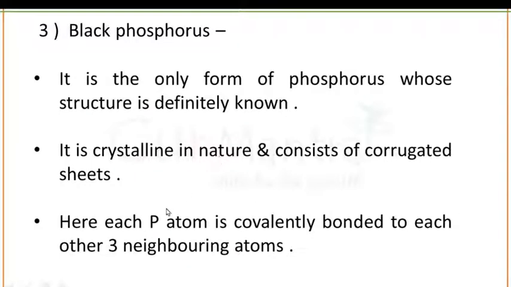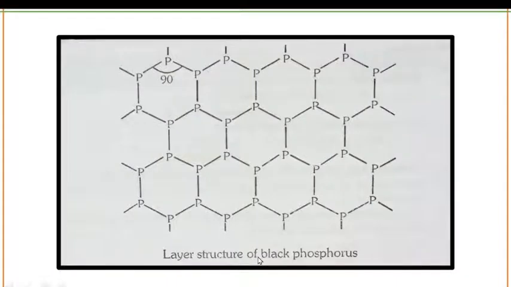In the structure of black phosphorus, each phosphorus atom is covalently bonded to three neighboring atoms. As you can see here, if we take this phosphorus as a central atom, this central atom of phosphorus will be bonded to three other phosphorus atoms. As you can see here, 1, 2 and 3. For another example, if you check this phosphorus atom, this central phosphorus atom will attach to three more phosphorus atoms. As you can see here, 1, 2 and 3.